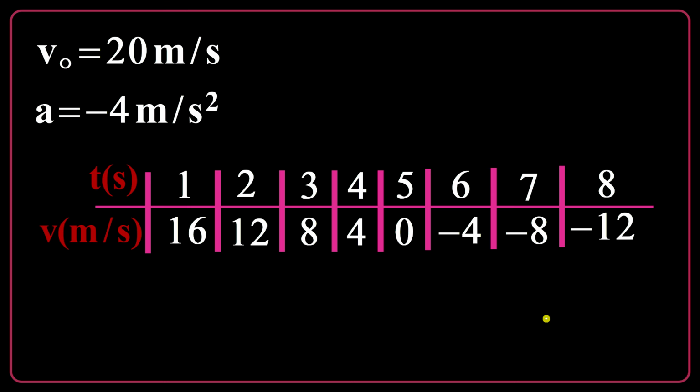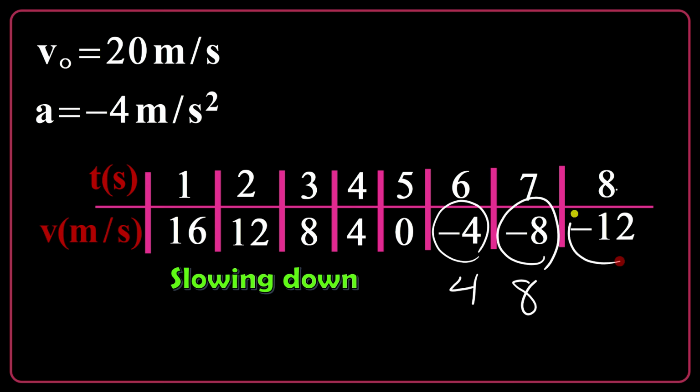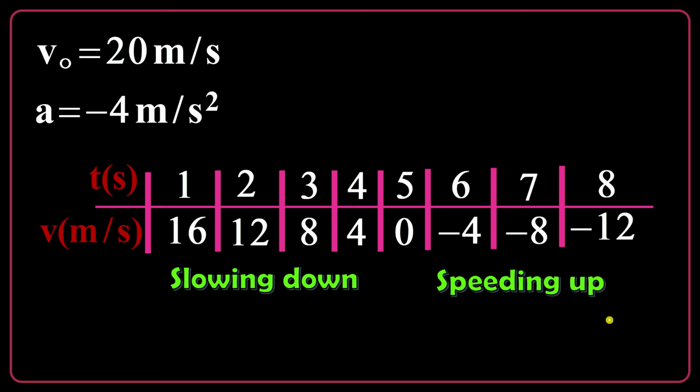How can I judge the speeding up or slowing down? It's related to the speed. Here the speed is 16, 12, 8. Okay, the speed is decreasing. So from here to here, it's slowing down. And then after 0, you see the speed is 4, the speed is 8, the speed is 12. So it's speeding up. Yeah. How should I find the slowing down or speeding up of the motion in general?